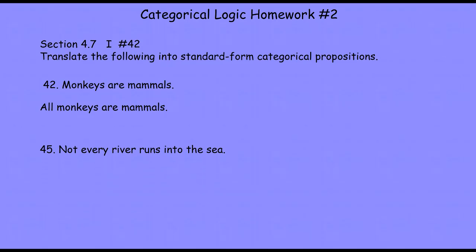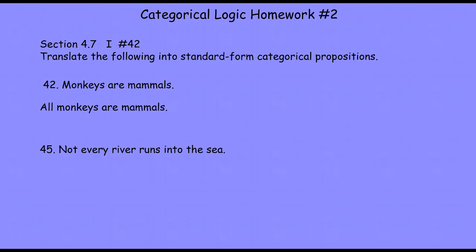The next problem is number 45. And this sentence says, not every river runs into the sea. Two things we should notice. We have every, that specifies a quantity. It suggests a universal. We have a negation. That negation is outside our quantifier word, so it seems to negate the entire sentence. So we might want to put that negation aside and ask ourselves, what does this sentence say without that not there? Every river runs into the sea.